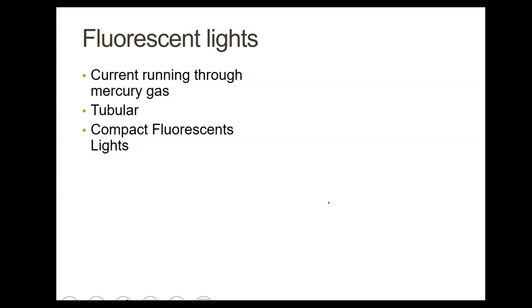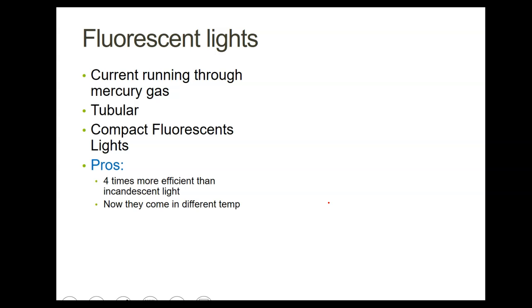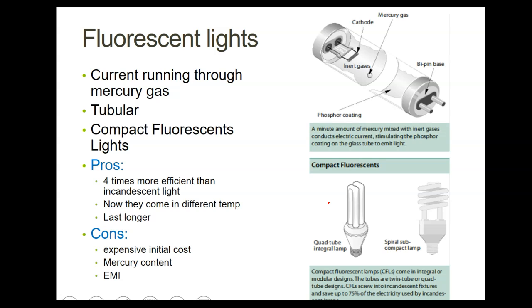CFL, which is the little bulb, stands for compact fluorescent light. The pros: it's four times more efficient than incandescent lights. They come in different temperatures. The first ones that came out were completely blue. Now it's a different temperature. They last longer. The cons: they're expensive at initial cost. They have mercury content, and they have high frequency as well.